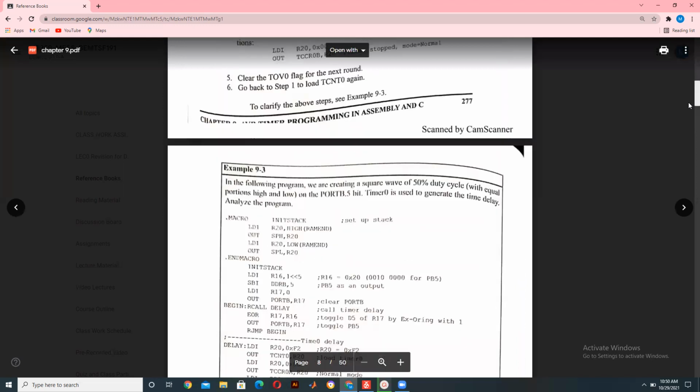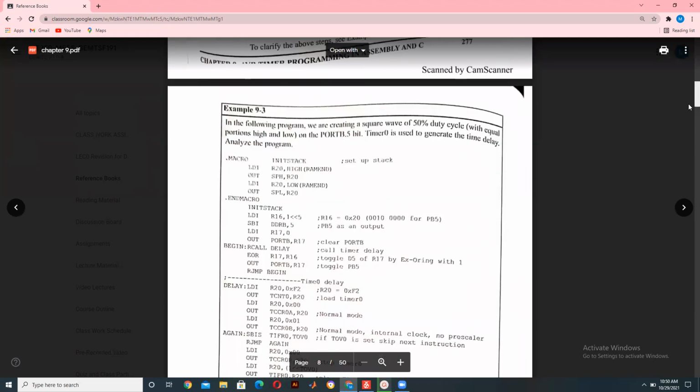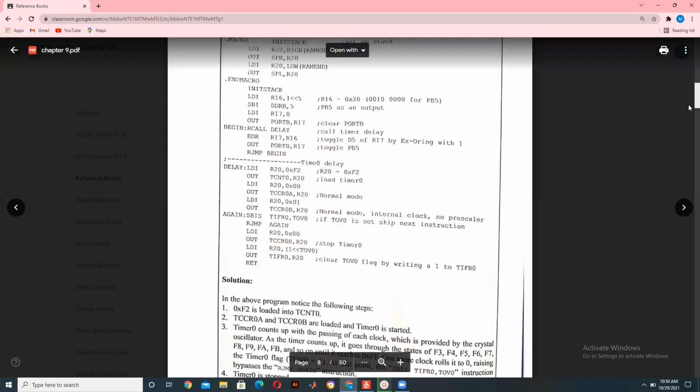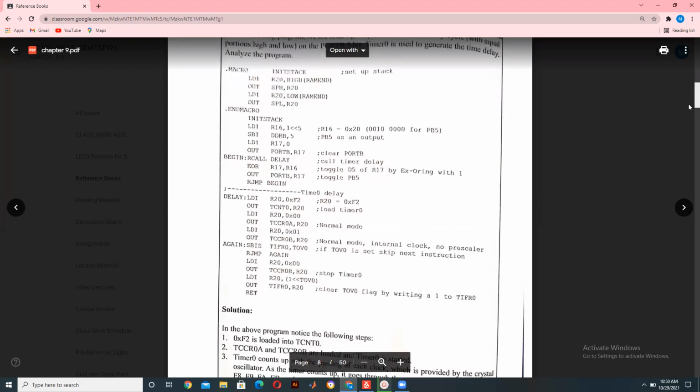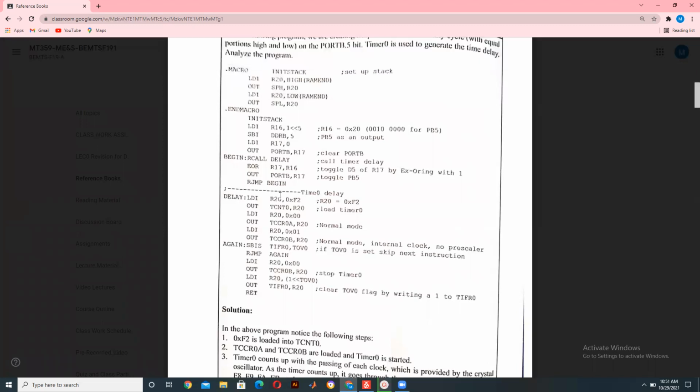That is B begin, which would be placed at the start. After that, they have also given the delay: B begin delay is equal to LDI after 20.